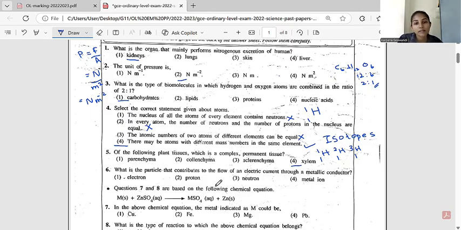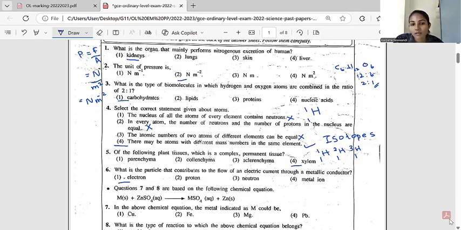What is the particle that contributes to the flow of electric current through a metallic conductor? Electron. Conductors have electrons in random motion. So when we supply a current, the electrons with random motion start to flow in a direction from positive to negative terminal. That is what we call electric current.